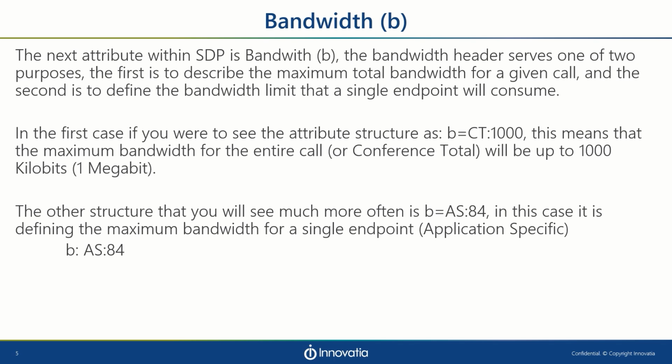In cases where you want to describe the limit of the entire call, you would use something called the conference total structure. Conference total, when you're implementing it with bandwidth, is simply B=CT, then a colon, and then you set the maximum consumption of bandwidth in kilobits. So in our example here, B=CT:1000 is simply saying the total amount of bandwidth that will be used for this particular call is 1000 kilobits, or 1 megabit per second.